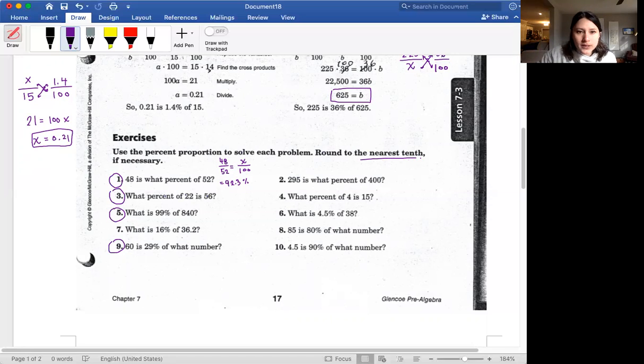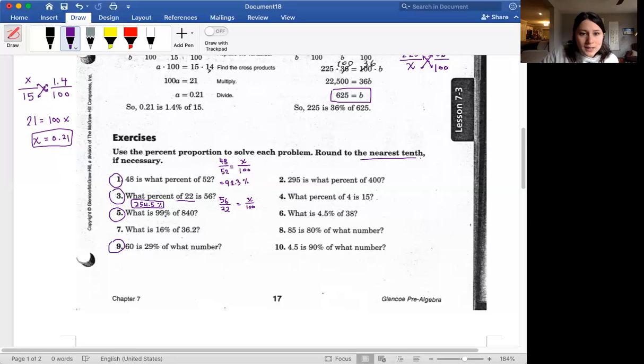Number 3, what percent of 22 is 56? So "of 22," don't be mistaken. I know 22 looks smaller than 56, but still 56 goes above. And we're going to say X out of 100. Okay, so we have 5,600 divided by 22. And that's 254.5%. That's a big number, isn't it?